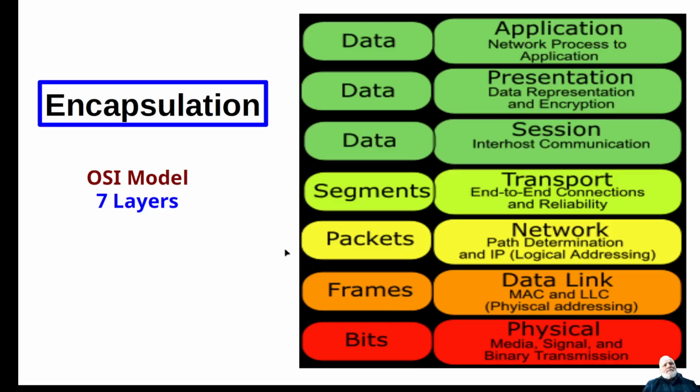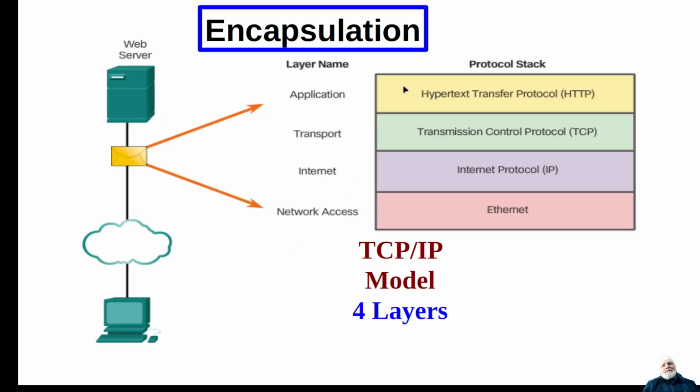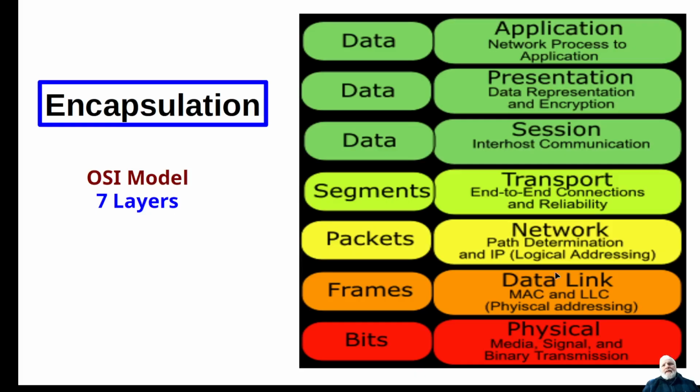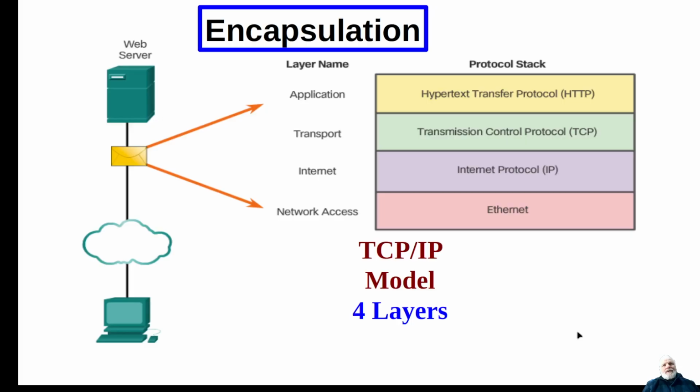If we look at the other model, it's a little bit simplified. It basically took all 3 of those top layers and just called it application, and they're done with it in the TCP/IP model. And then the Ethernet has both the data link or the addressing, the physical addressing, and just the physical medium kind of thrown in together. But both of them have the transmission control or TCP or simply transport layer and the IP layer.